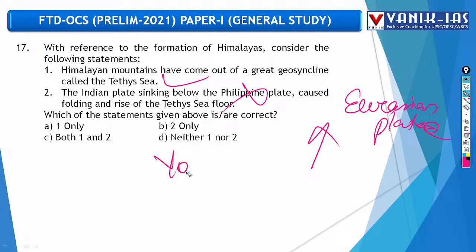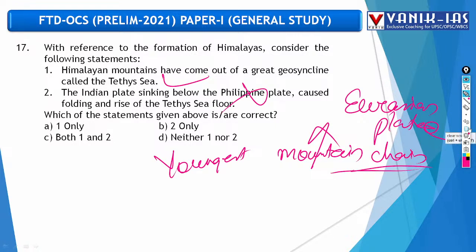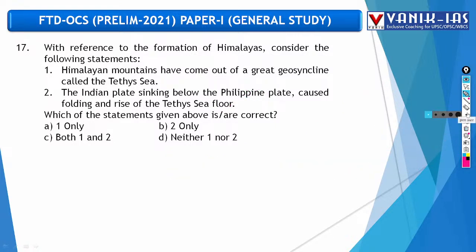Himalayas are the youngest mountain chain. Aravalli is the oldest mountain chain. The youngest mountain chain is the Himalayas.